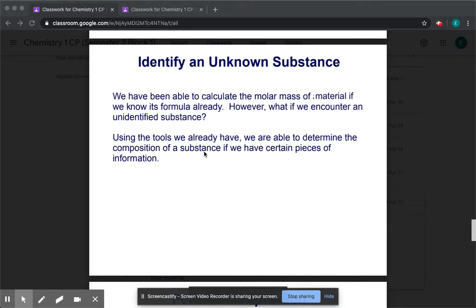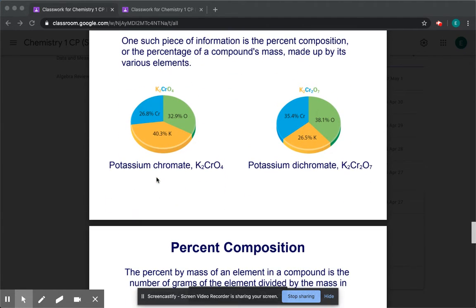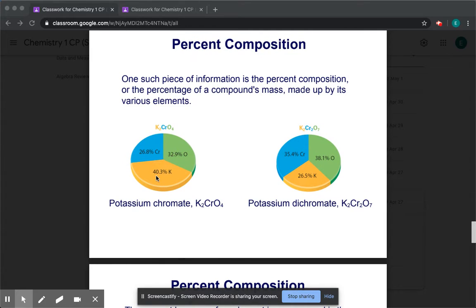All right. Percent composition is used to identify unknown substances in the world of chemistry. Let's say we know that it has carbon and hydrogen in it, but we don't know how many of each. Percent composition can help us figure that out if we have certain pieces of information. So intuitively, I'm sure you guys know how percentages work already.